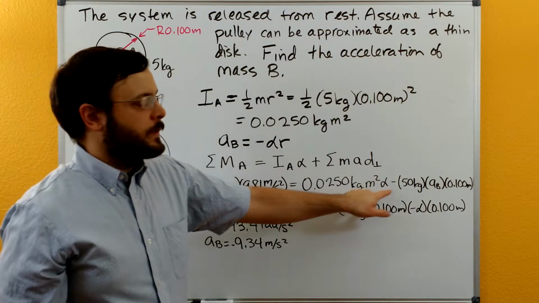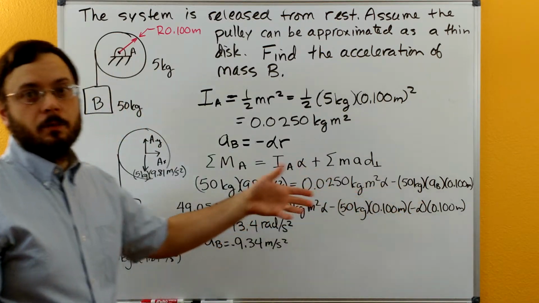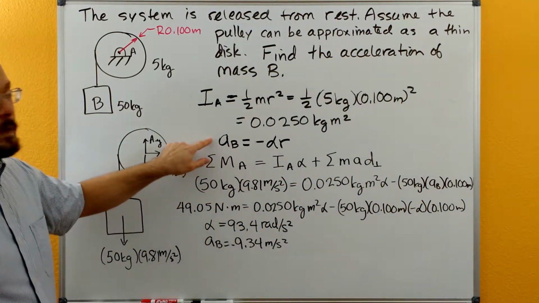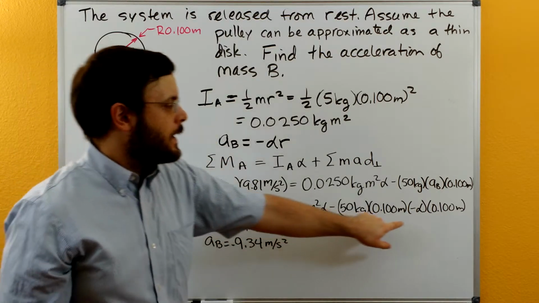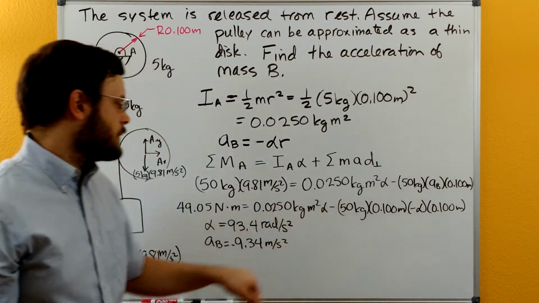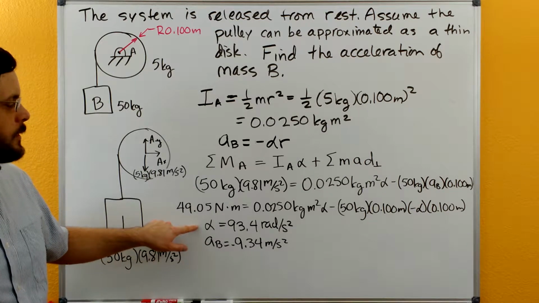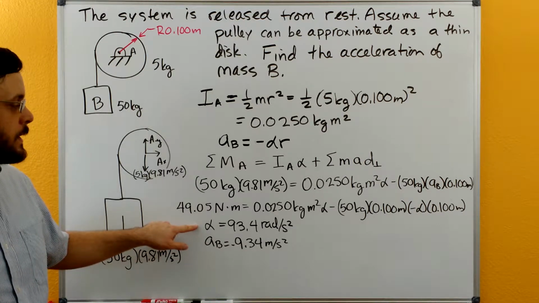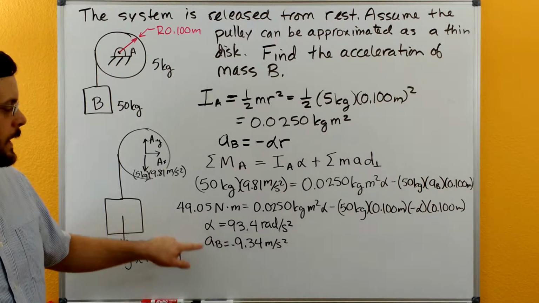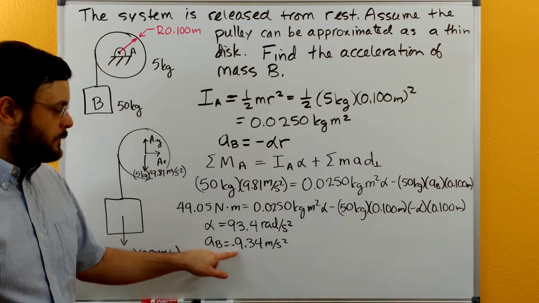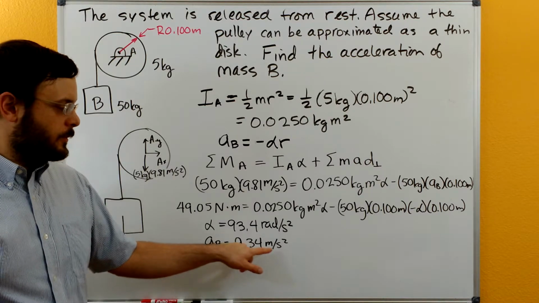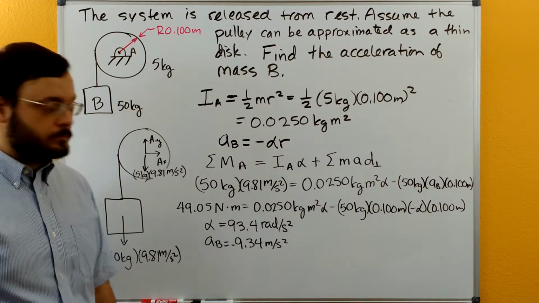Looking at this, we have both alpha and the acceleration of B, so we need to get rid of one or the other. We've got this equation though, so we'll make that substitution in here. That throws another minus sign in here. Solving this for alpha then gives us 93 radians per second squared, and then plugging this in, this gives us an acceleration of B of negative 9.34 meters per second squared.